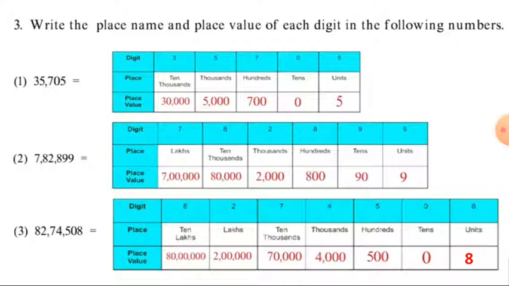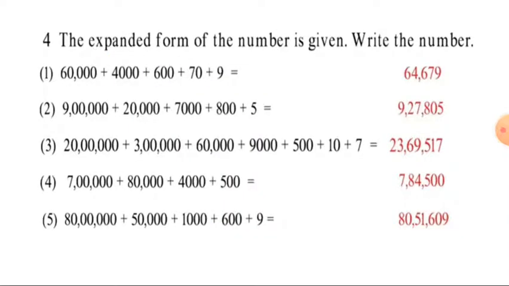This is the way you have to copy in your maths notebook. Now moving ahead, question number 4. The expanded form of the number is given. Write the number. Now students, here the expanded form is already given. You just have to write the number. So here the first sum is 60,000 plus 4,000 plus 600 plus 70 plus 9. So what we will do, we will write 6 as it is, then 4, so it will be 64,000, then 679. So this is the way you have to write the number in the standard form.